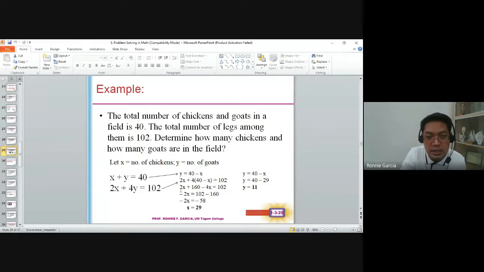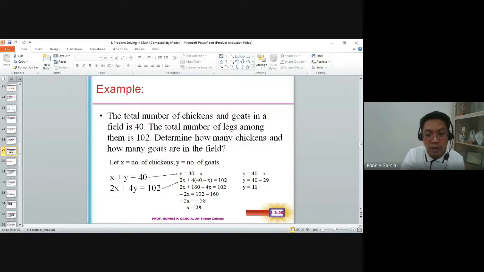So 2x, just copy, bring down, then simplify. Kanang parenthesis, it means you have to multiply. So 4 times, katong naa sa sulod, 4 times 40 minus x. So 4 times 40 is 160. 4 times negative x is negative 4x is equal to 102.